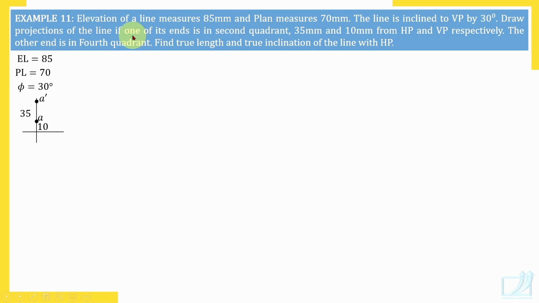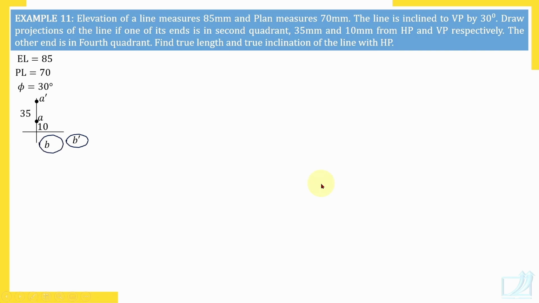So one of its ends, this is how it is mentioned. So we have considered that end as end A. And the other end means that end B, and it is in fourth quadrant. That means both views below XY line. So B and B dash both below XY line.